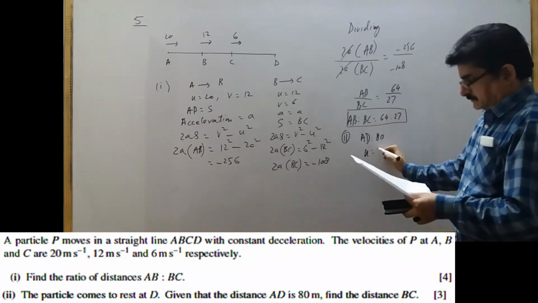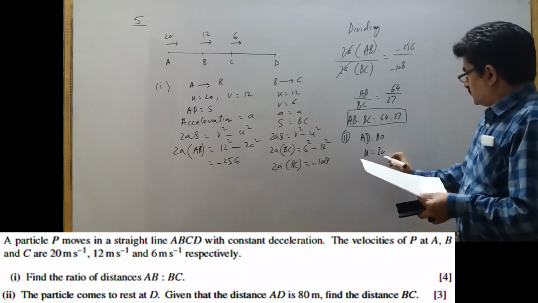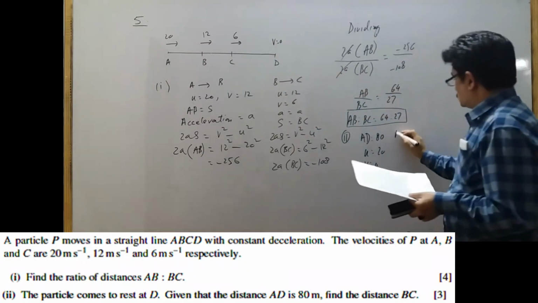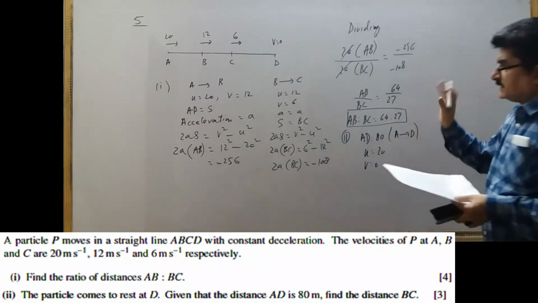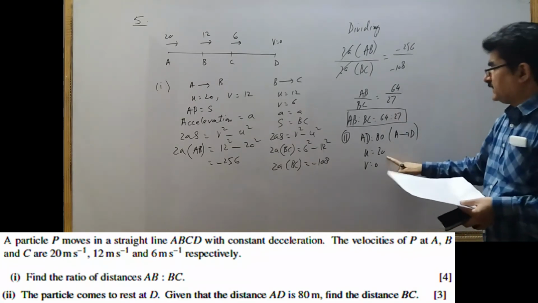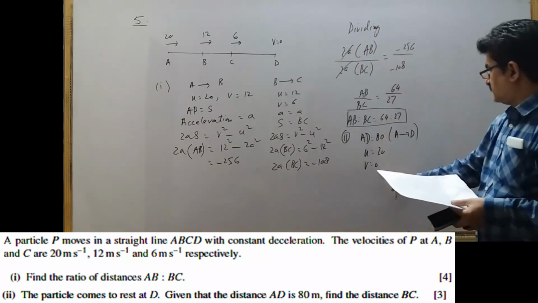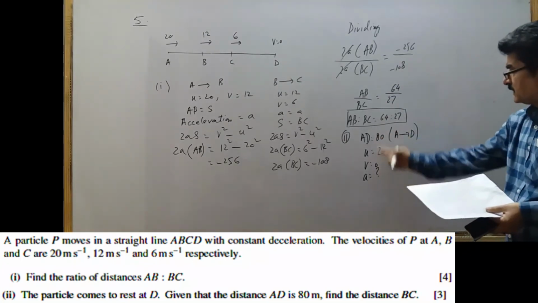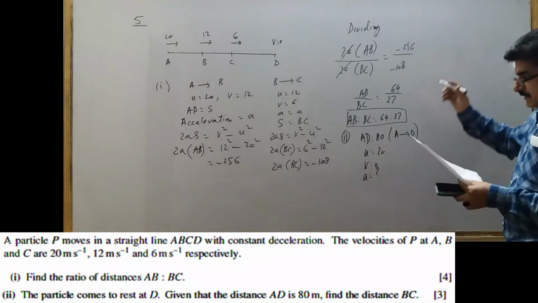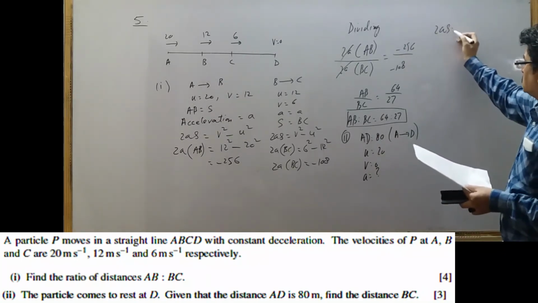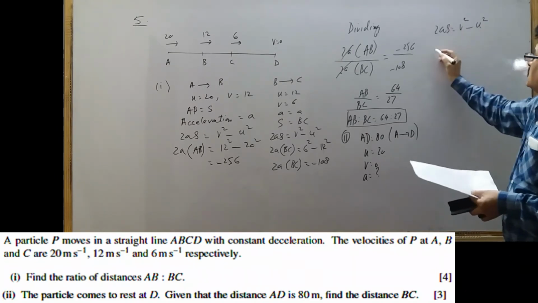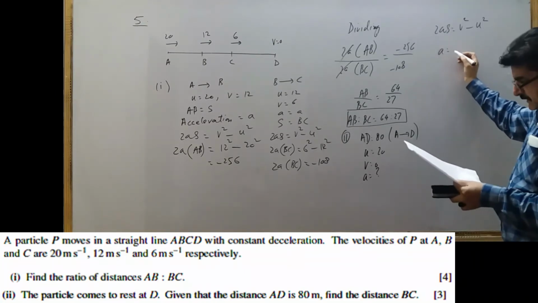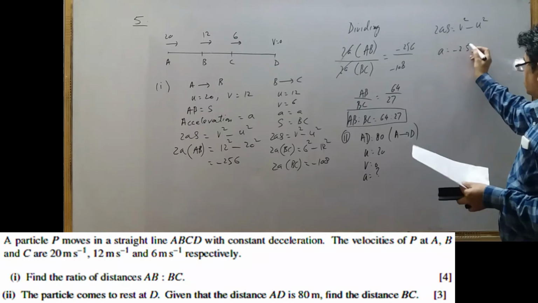Applying the formula on this, it is given that it comes to rest. So I am considering the motion from A to D because acceleration is constant. From A to D, initial velocity is taken 20, final 0, and I am going to find acceleration. I can find it because we are given three quantities. Now applying the formula 2as is equal to v square minus u square, from here you will find a. Put the values, the value of a will be minus 2.5.